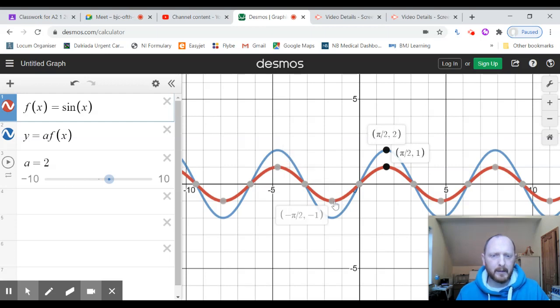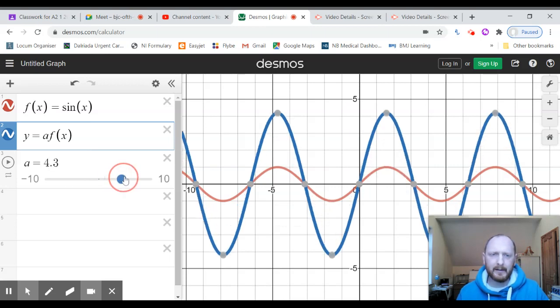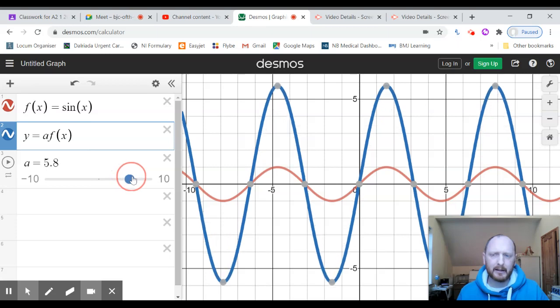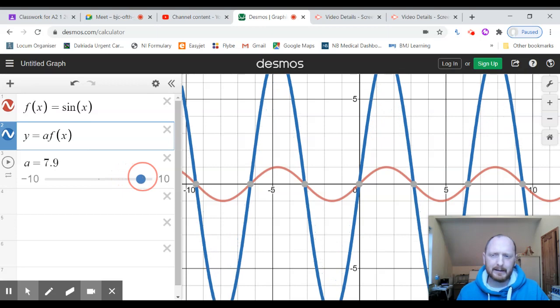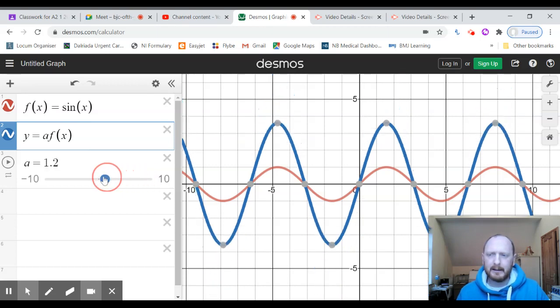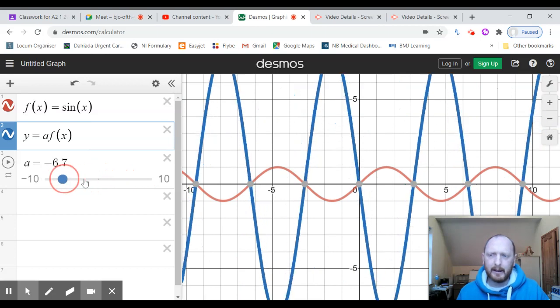And that's going to be the same for the minimum value. So we've got (minus pi over 2, minus 1), and that's been stretched down the way to (minus pi over 2, minus 2). So the effect that a has on it is that it stretches it parallel to the y-axis. We can change a to any value we want, and we can see it's just stretching it parallel to the y-axis, taking the x-axis as the center of that stretch. And the same happens for a negative value. It will stretch it in the other direction by that number.